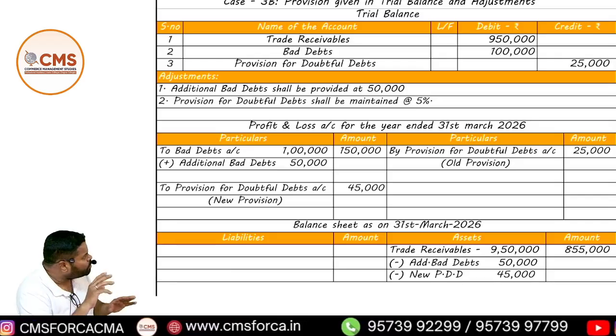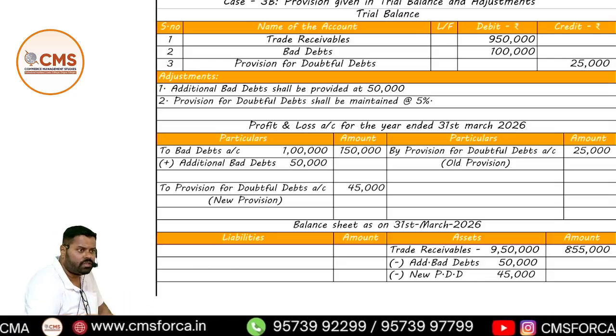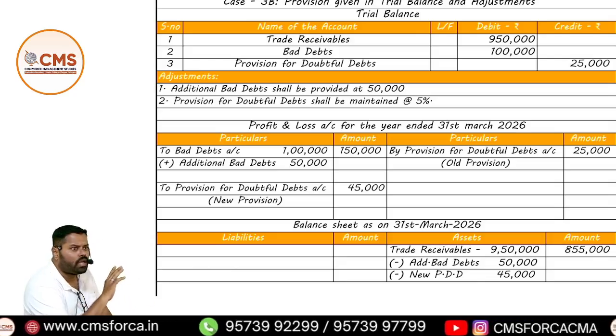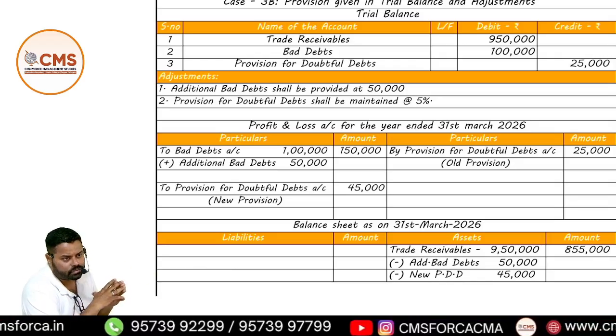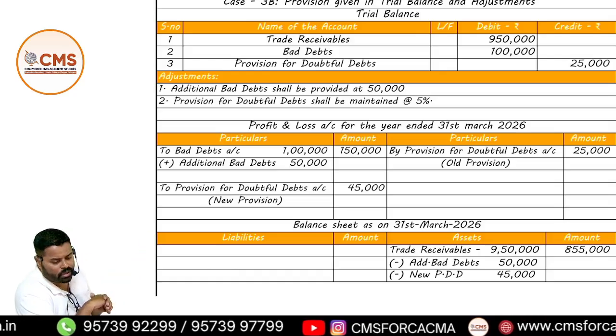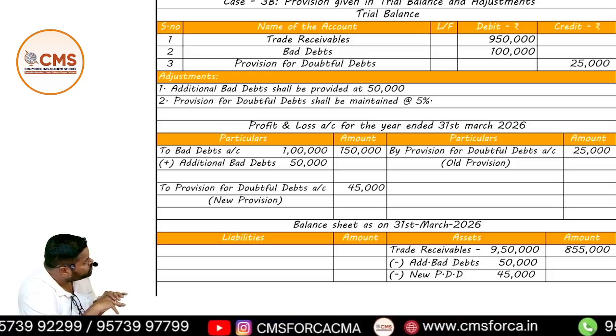Now let's see a hybrid scenario. Even if you are not clear with all the 6 scenarios that we have done just now, if you understand this scenario, it is more than enough. Why? Because it is a combination of all 6 scenarios. Trade receivables is how much? 9,50,000. What is the second account that you see?